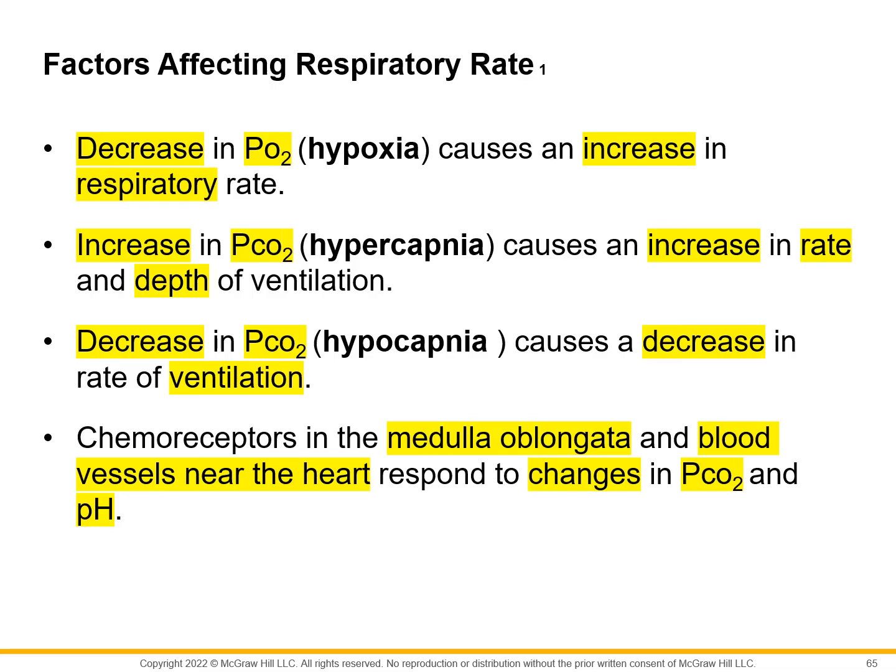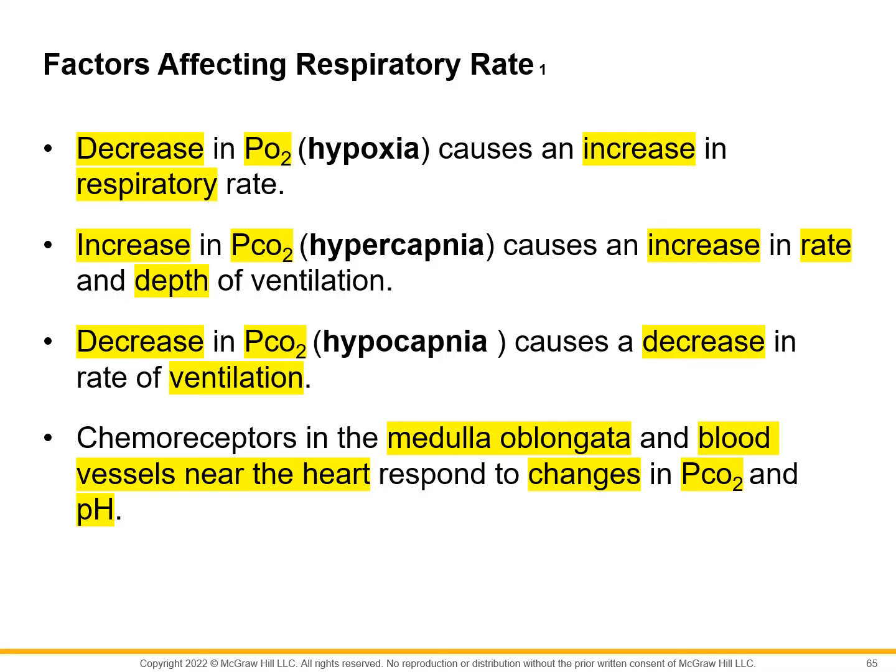Let's now talk about the factors that affect respiratory rate. First up, when there is a decrease in the partial pressure of oxygen, this would be observed in cases of hypoxia. This causes an increase in respiratory rate. All right, so again, kapag mababa yung partial pressure ng oxygen, our body would attempt to increase this by also increasing the respiratory rate or yung paghinga ng isang pasyente.